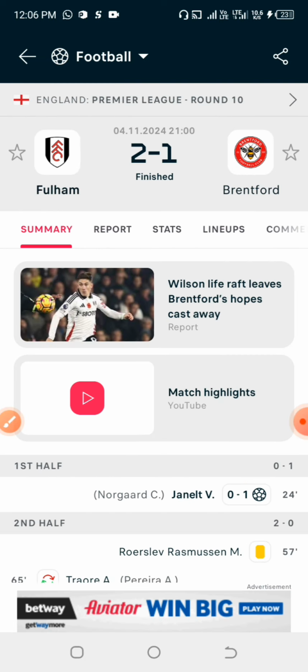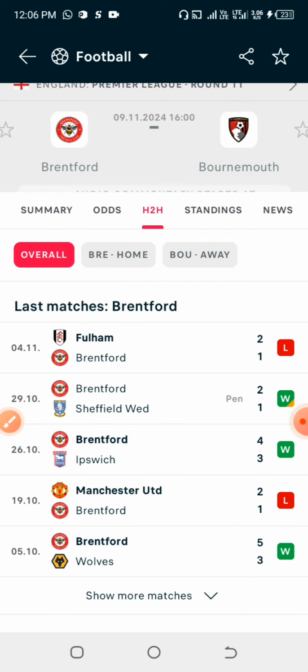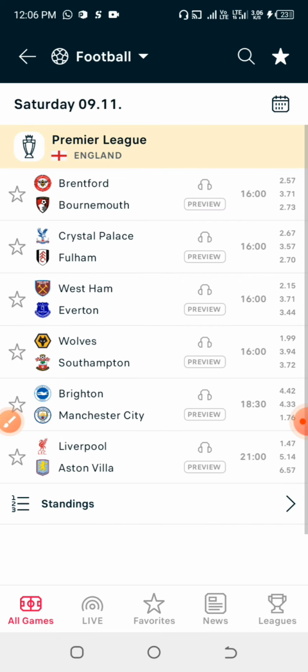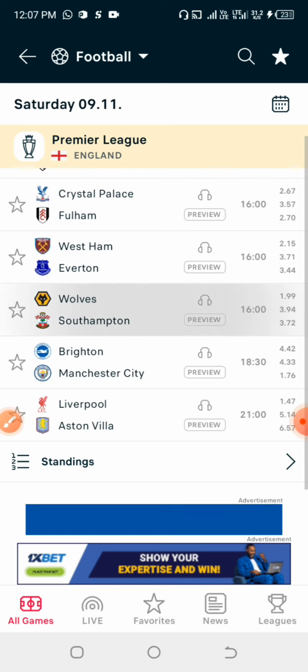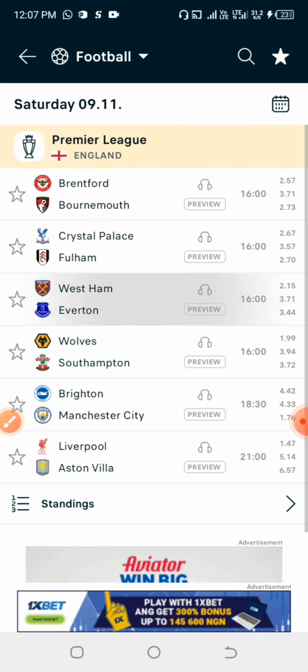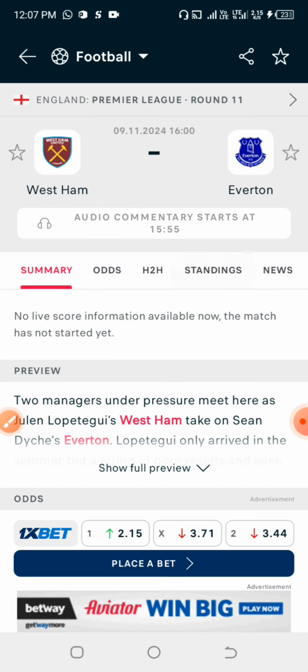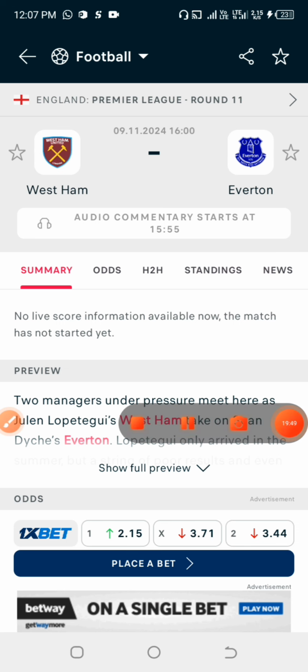And okay, so we are going to use this. Okay, don't let me use Brentford. They play corners very well. Let's use Everton and West Ham. So let's use Everton and West Ham.